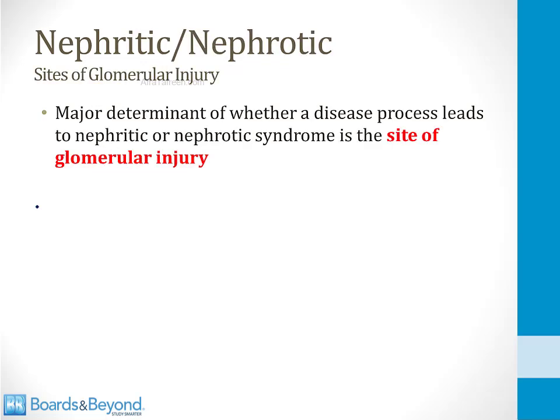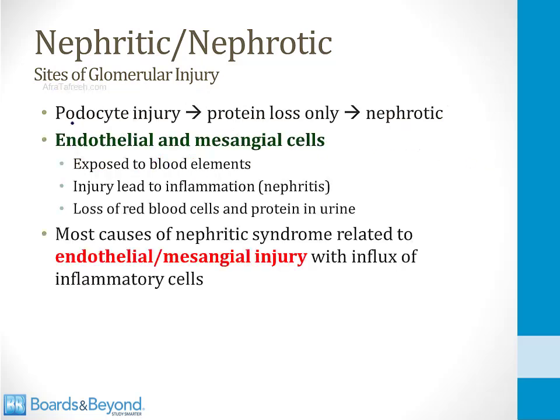Before we get into specific causes of the nephritic syndrome, let me review a very important general point about the site of glomerular injury and how that determines whether a disease process leads to the nephritic or nephrotic syndrome. The major determinant is the site of glomerular injury. When the glomerular injury is limited to the podocytes, this leads to protein loss only. That's because the podocytes are walled off from the blood elements and inflammation does not occur, and this leads to the nephrotic syndrome, which I talk about in detail in another video.